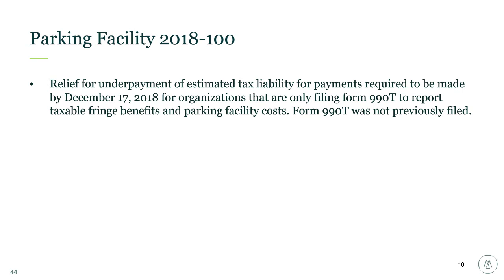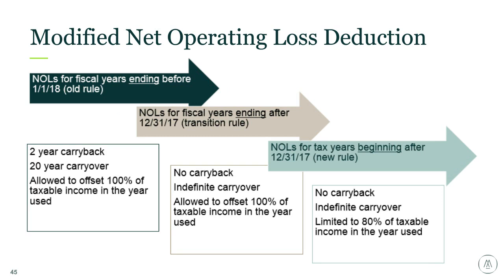All right, so quick look at net operating losses. The net operating loss rules have changed. Previously, they had a 20-year carryover, a 2-year carryback, and they expired after 20 years, and they were allowed to offset 100% of your taxable income. Now, looking at the last box on the furthest right, the new rule for NOLs is that there's no carryback, and they're good forever. They're an indefinite carryforward, and they're limited to 80% of taxable income in the year used. One other thing to note is that they're also limited by buckets.